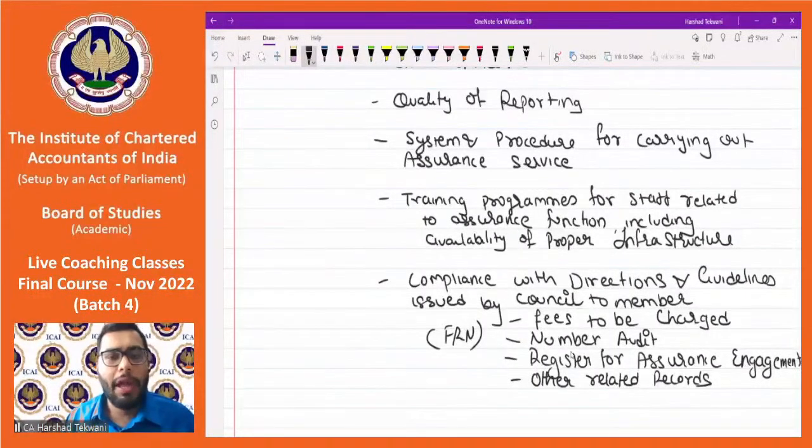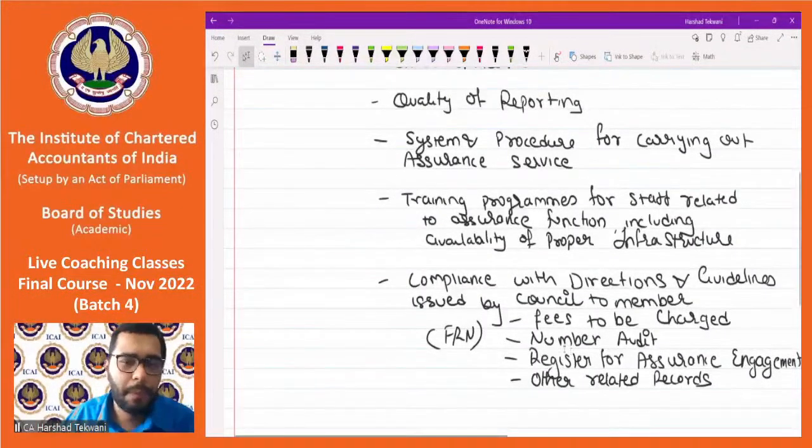So in peer review, there is re-examination of whether the firm has complied with the directions issued with respect to the fees to be charged for assurance engagements, the number of assurance engagements or audits that have been taken, and the register for assurance engagements, whether a register has been maintained for the assurance engagements conducted during the year, and other related records with respect to these areas.